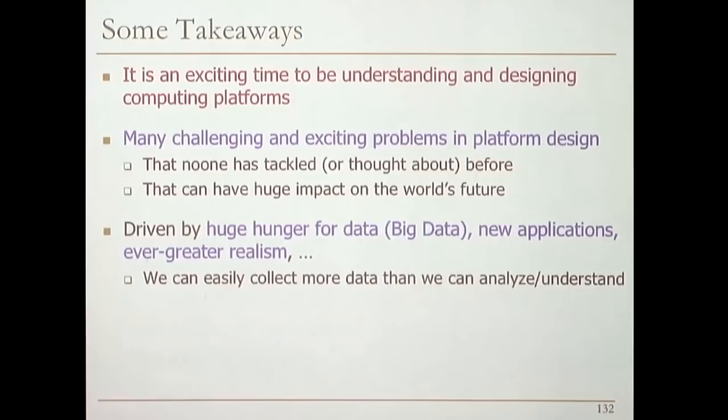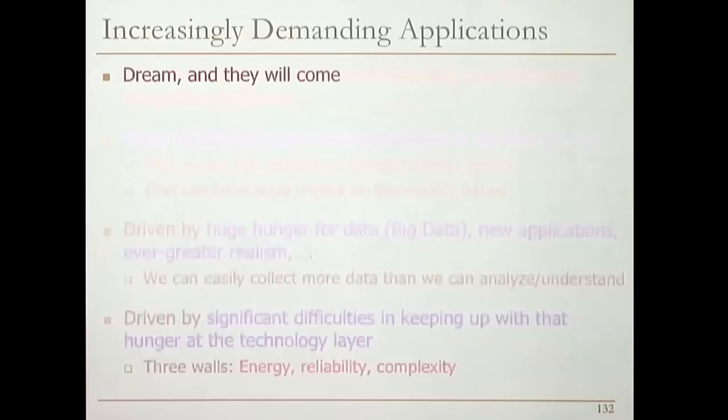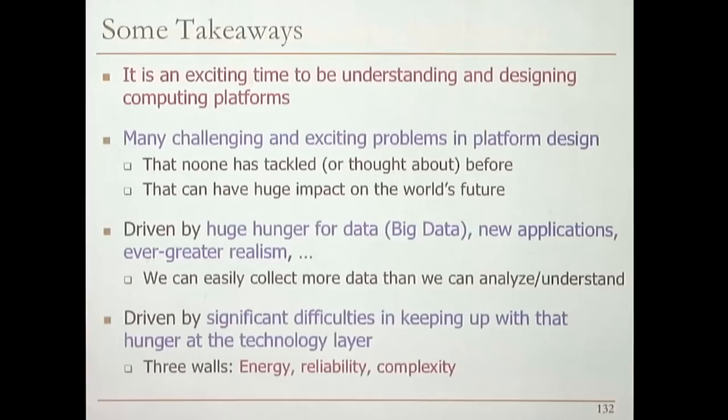And there's two things that's driving. Something is driving from the top. You should look at the top, right? Also the bottom. There are really interesting things that are happening at the bottom. There's significant difficulties in keeping up with that hunger at the technology level. This example that I gave you at the DRAM level is an example. And also people are looking at things like non-volatile memory, for example. Can we enable them because of those significant difficulties? And energy, reliability, and complexity have become big problems. Again, walls is another term that people use.